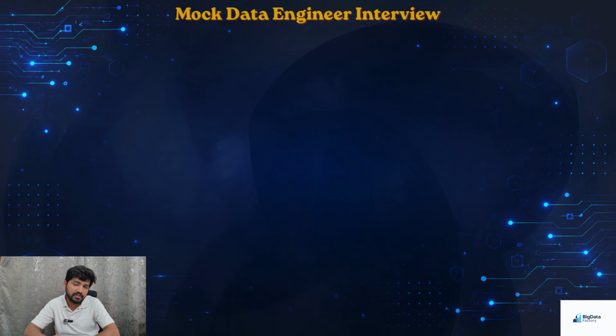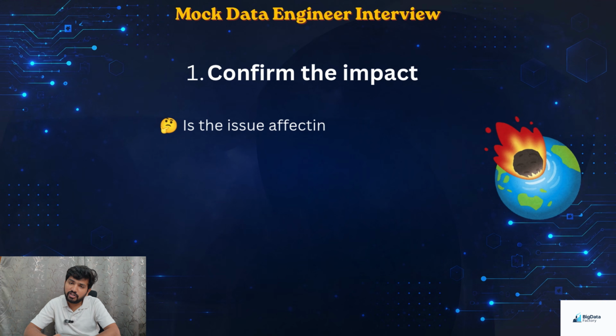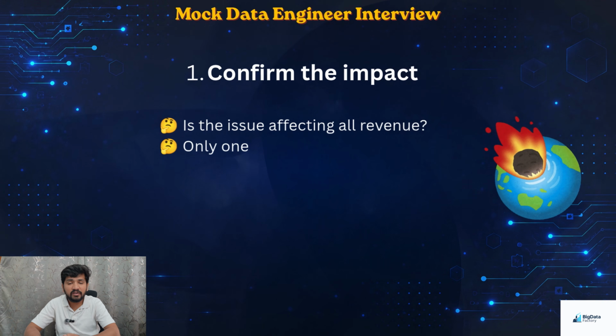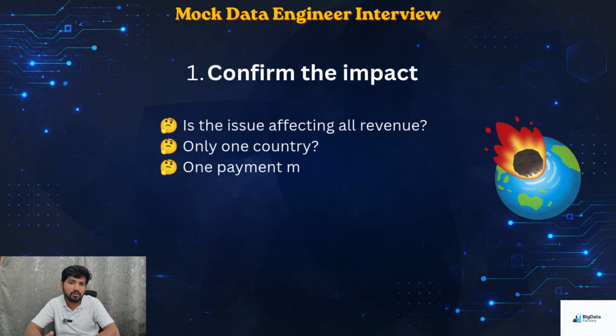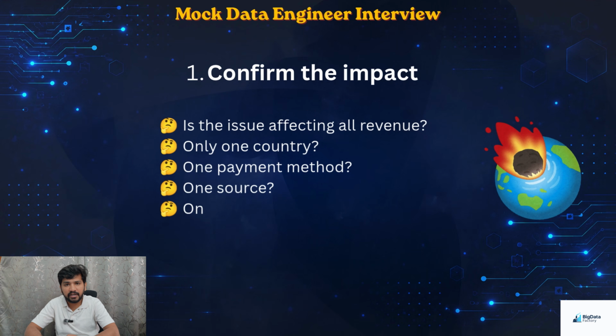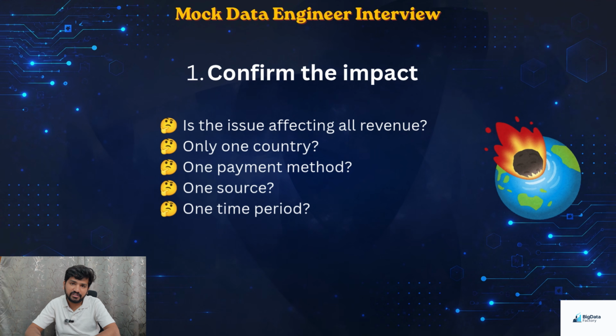I would not start by rerunning every job. A successful rerun could make the problem worse if the issue involves duplicates, incorrect filters, or incomplete source data. I would structure the investigation in stages. First, I would confirm the impact. Is the issue affecting all revenue, or only one country, or one payment method, or one source, or one time period? That narrows the search area.